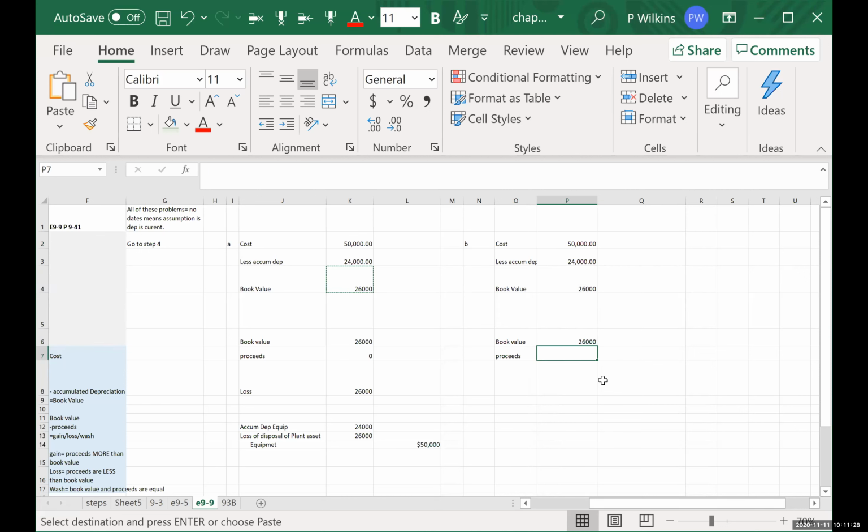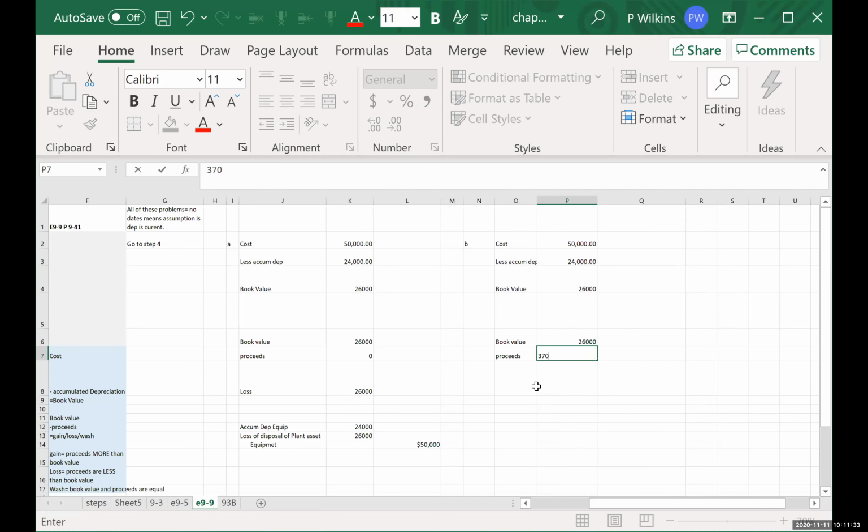What are the proceeds in B? In B, they tell us that the proceeds are $37,000. So that means we got $37,000 cash. And the rule tells us that if the proceeds or the cash is more than the book value, we have a gain. So the difference between the $37,000 and the $26,000 is $11,000. And we're calling that a gain because we got more money than what the asset was worth. We sold an asset for more than it was worth.